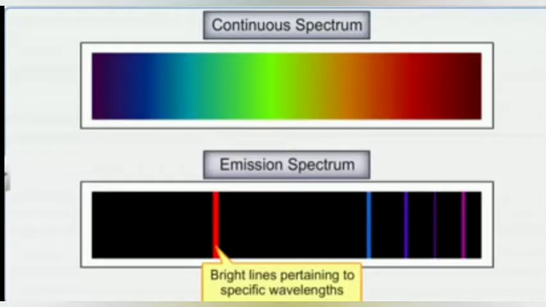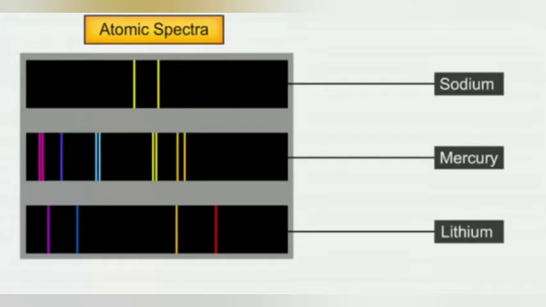This picture is showing two spectra. The continuous spectrum, that is VIBGYOR, and below it the emission spectrum, that is obtained by the light emitted from the atom. The bright lines are showing the emitted radiations of different wavelengths. Have a look at some examples of atomic spectra of different metals.